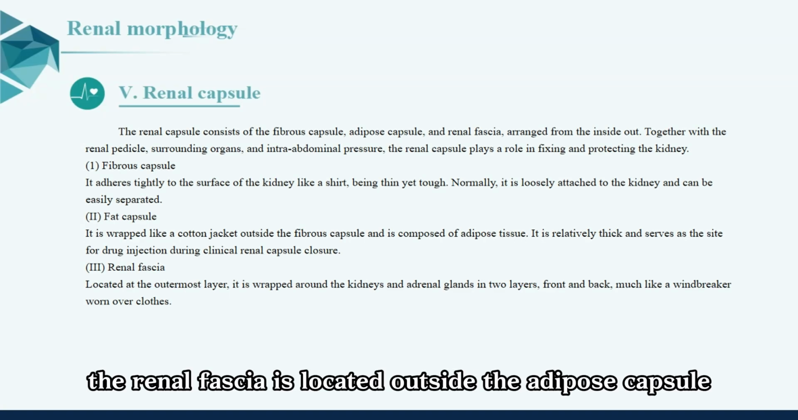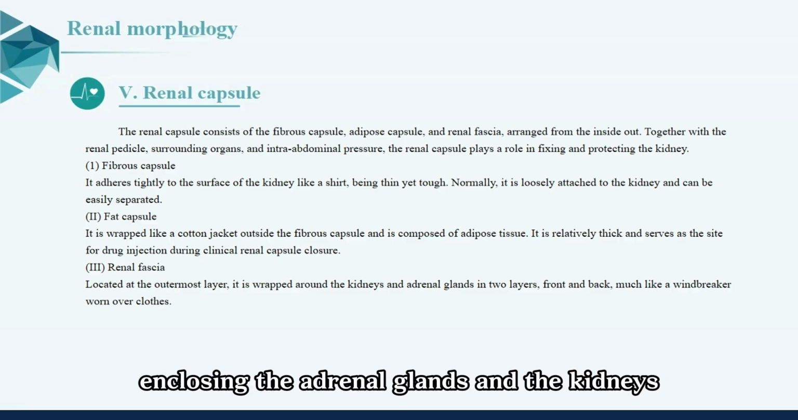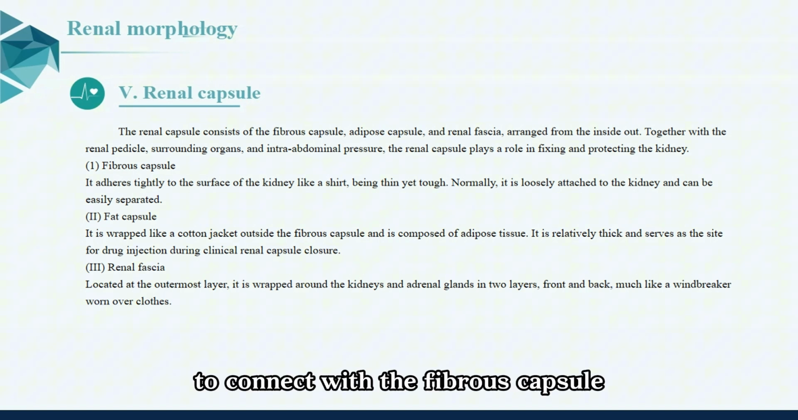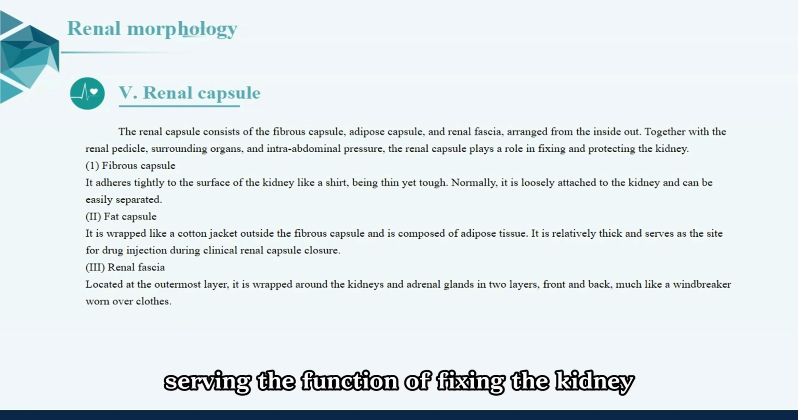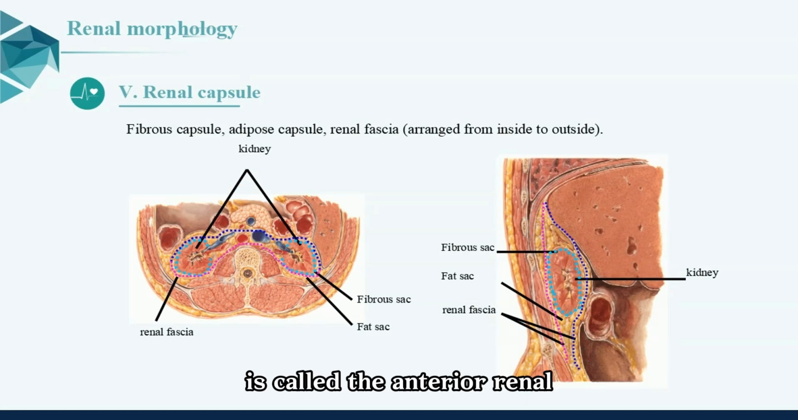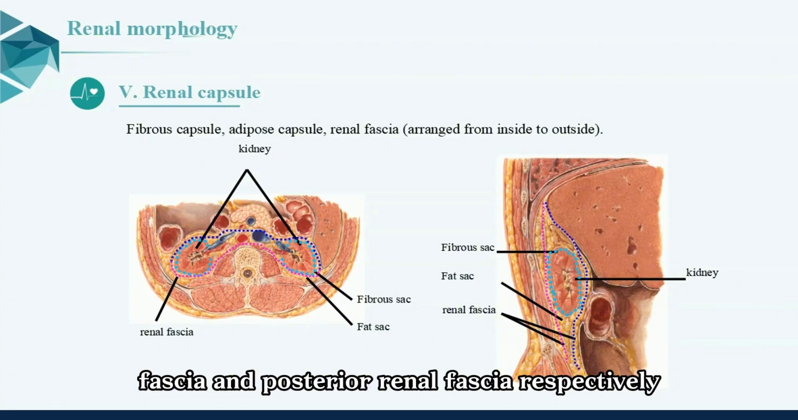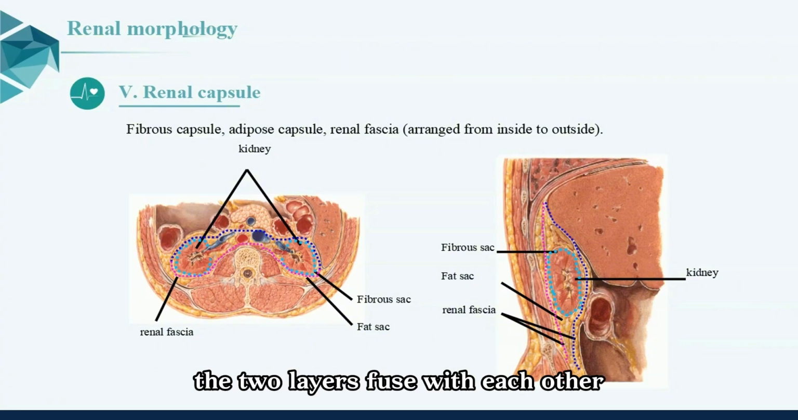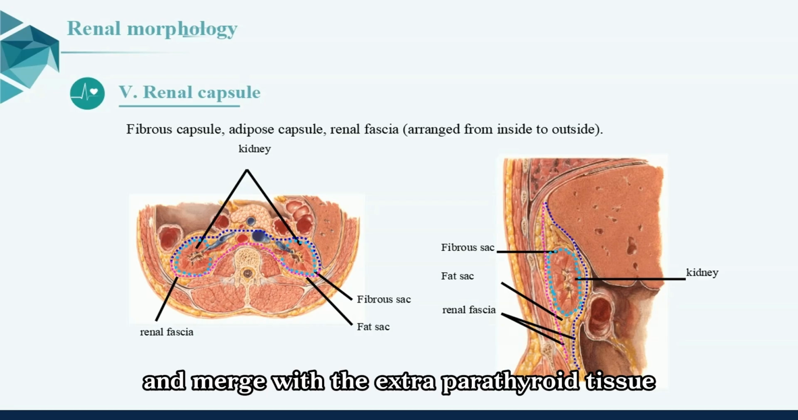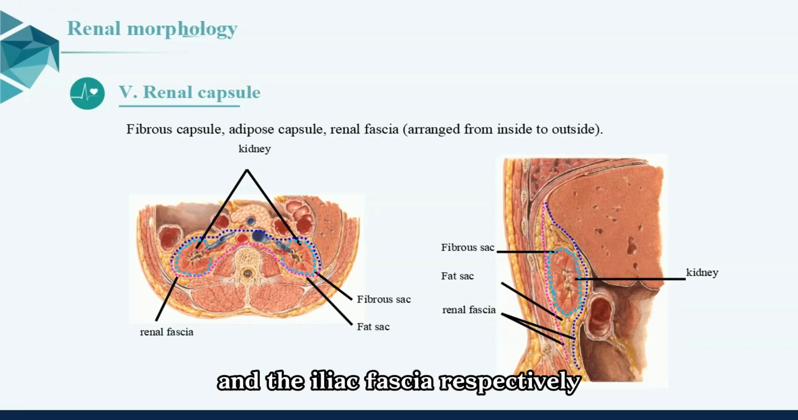The renal fascia is located outside the adipose capsule, enclosing the adrenal glands and the kidneys. Some connective tissue trabeculae sent by it penetrate through the adipose capsule to connect with the fibrous capsule, serving the function of fixing the kidney. The renal fascia located anterior and posterior to the kidney is called the anterior renal fascia and posterior renal fascia, respectively. The 2 layers fuse with each other above the adrenal gland and at the lateral border of the kidney. Below the kidney, they separate from each other and merge with the extraperitoneal tissue and the iliac fascia, respectively. The ureter passes between them.